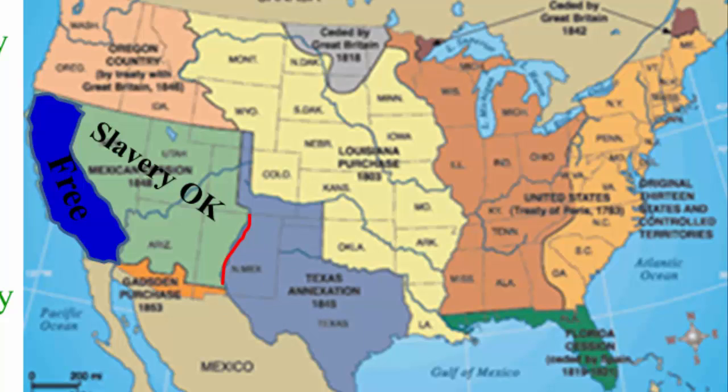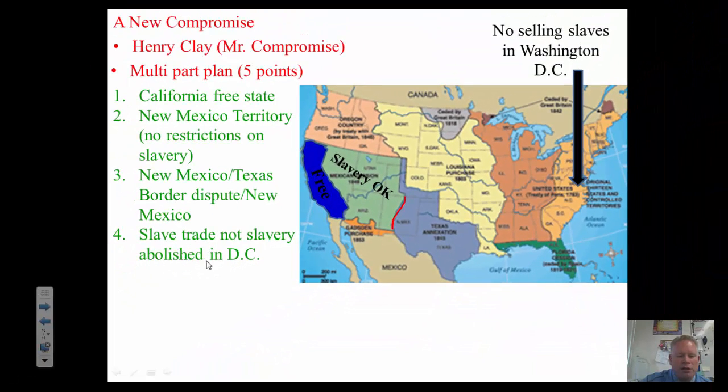The fourth part of the compromise is the slave trade is stopped in Washington, D.C., not slavery itself. So that one's kind of a wash. That's a gain for both sides. The slave trade getting abolished in Washington, D.C. is for the North, and slavery not abolished in D.C. is for the South. And then the last one's kind of a big one for the South, a stronger fugitive slave law. Now remember, Henry Clay made all five of those issues one bill in Congress. So if you wanted all these, you had to have this to go along with it.